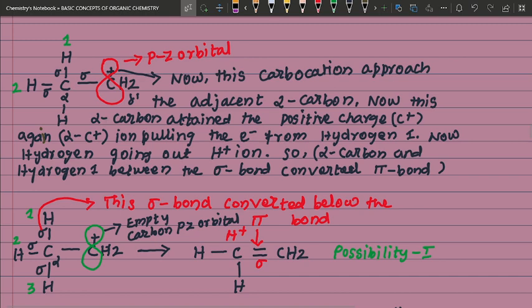This carbocation is pulling the electron from hydrogen 1. This carbocation is pulling the electron from this hydrogen. Now the hydrogen goes out as an H plus ion. Here bond breaking occurs. So the sigma bond between the alpha carbon and hydrogen 1 is converted to a pi bond. Let's see below.